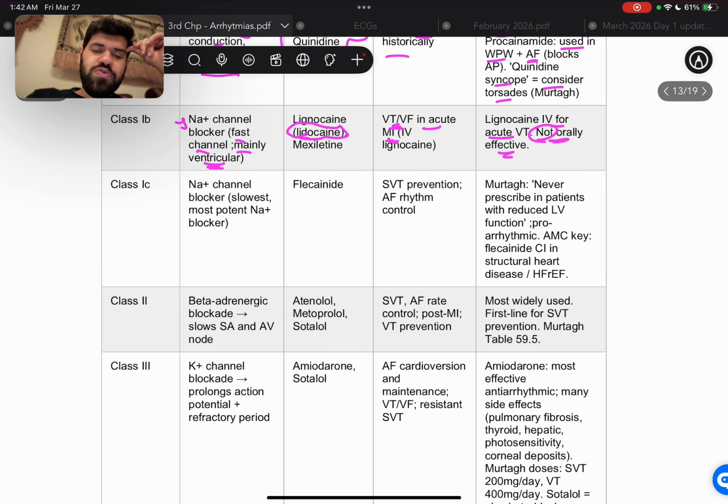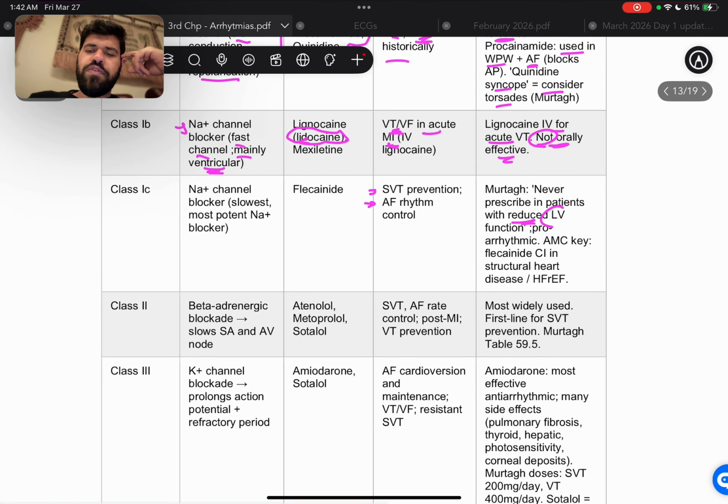Class 1C is sodium channel blockers, so flecainide, for SVT prevention and AF rhythm control. Remember, we just read it up in the WPW section that for AF rhythm control, we have flecainide. We never prescribe proarrhythmics to patients with reduced left ventricular function, and flecainide is contraindicated in structural heart diseases and HFrEF. So any structural heart disease, we don't give flecainide.